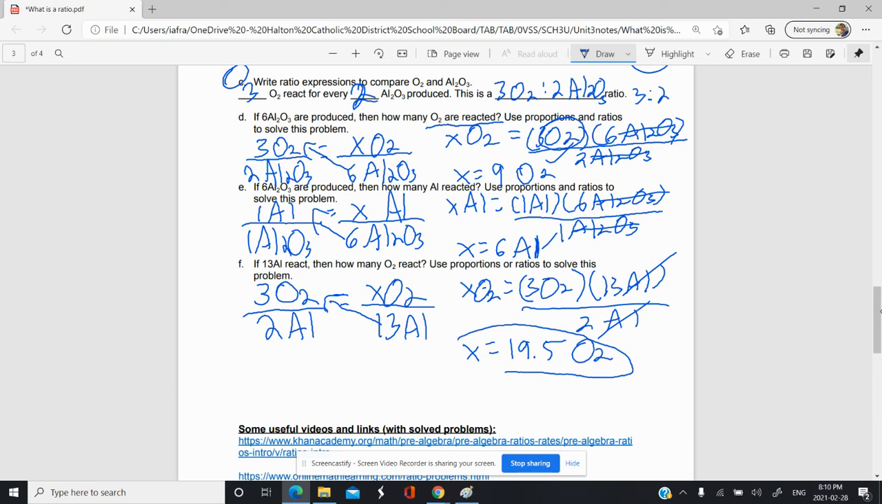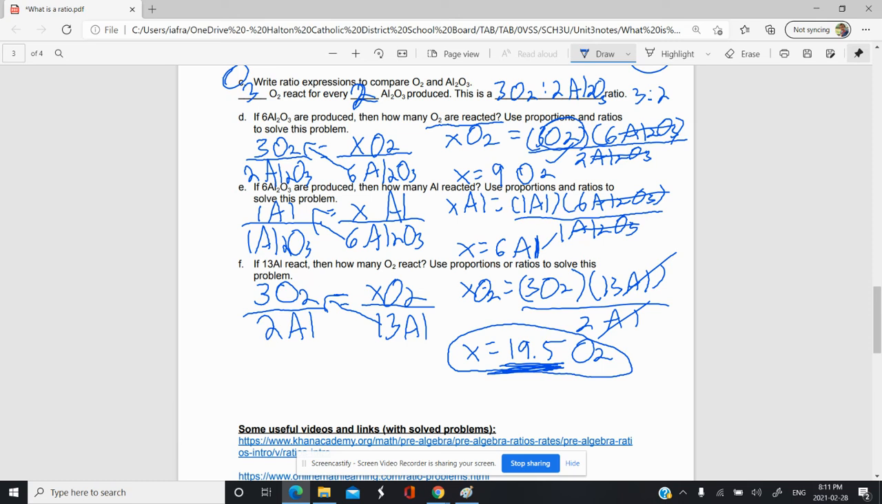Do you really have 19 and a half oxygen molecules? Well, this doesn't only have to mean molecules. This could also mean something else called moles. And so we can have these half mole values as well, and we'll discuss that later on. But the main point is that we figured out our ratio, and we were able to use our ratio and proportions to figure out how many oxygens we actually needed.